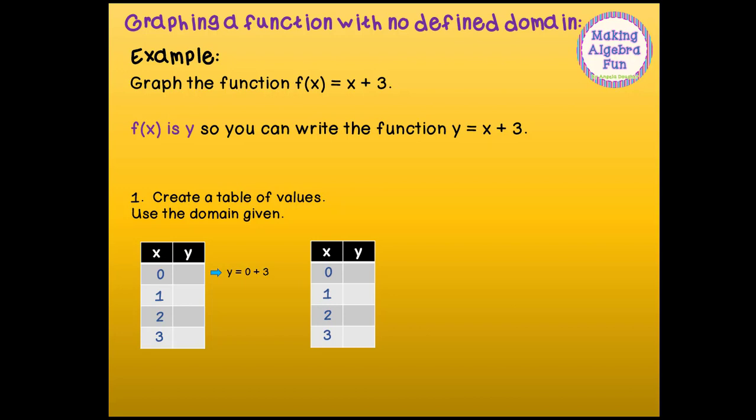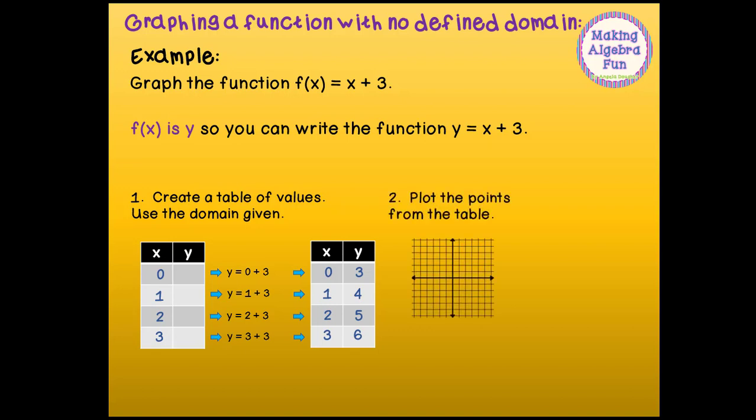So put the 0 in for x, and that gives you 3 for y. Put the 1 in for x, you get 4. Put the 2 in for x, you get 5. Put the 3 in for x, you get 6. But the difference between this one and the last one is that these are a sample of all the different values that can work for this function.